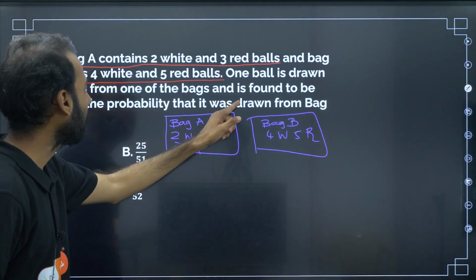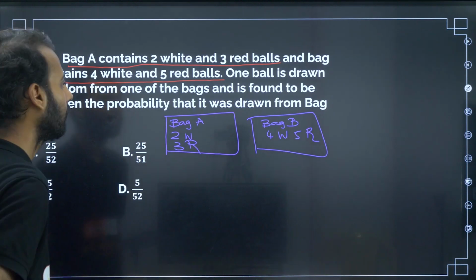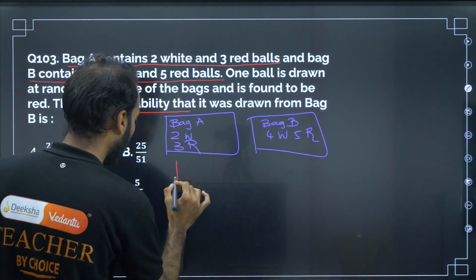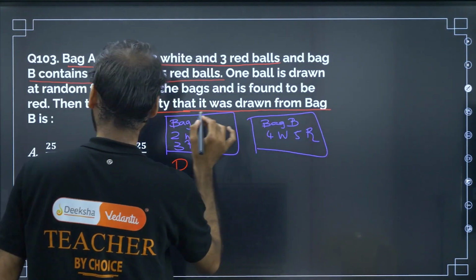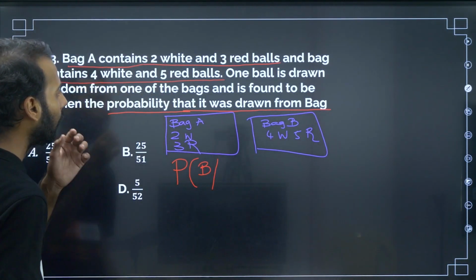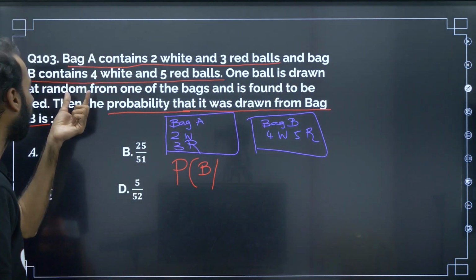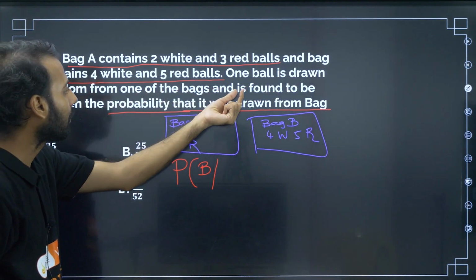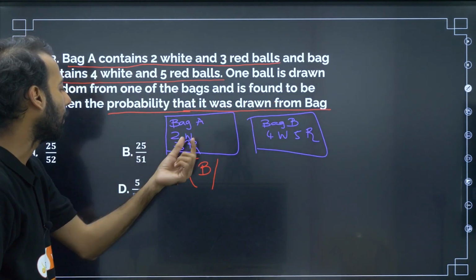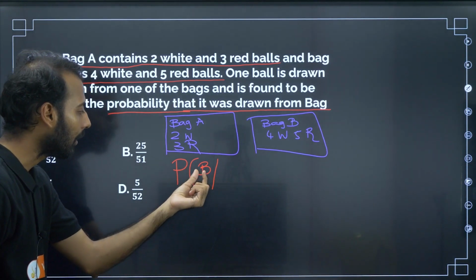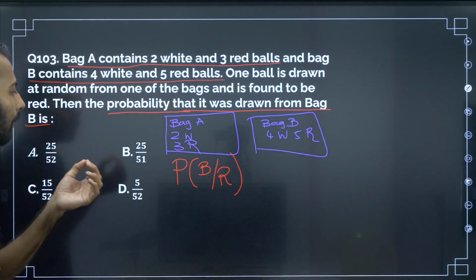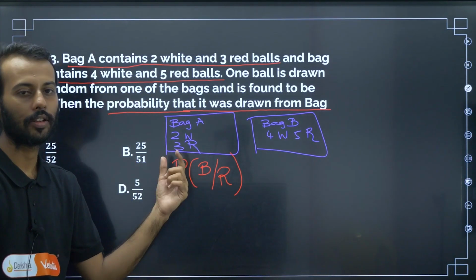Then the probability that it was drawn from bag B is. See what they are asking. Once again I will read. One ball is drawn at random from one of the bags and it is found to be red. Then the probability that it was drawn from bag B, given that it was a red ball. Probability of B given R, this we have to find.